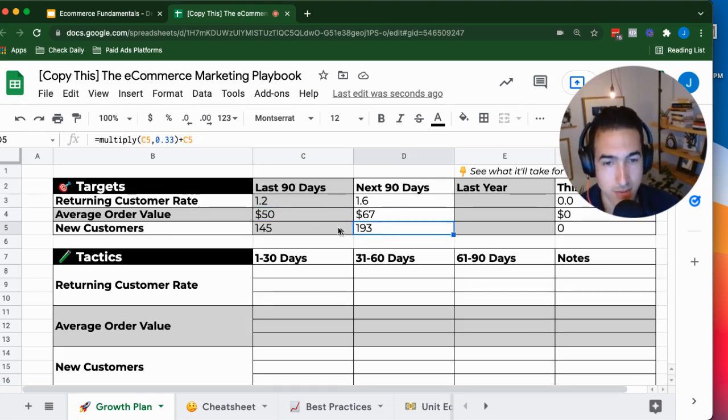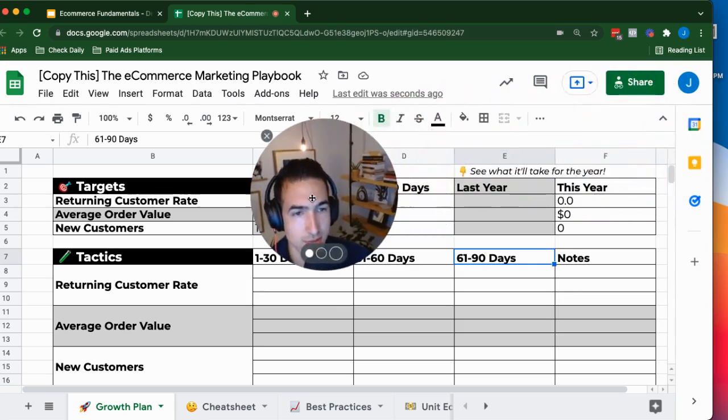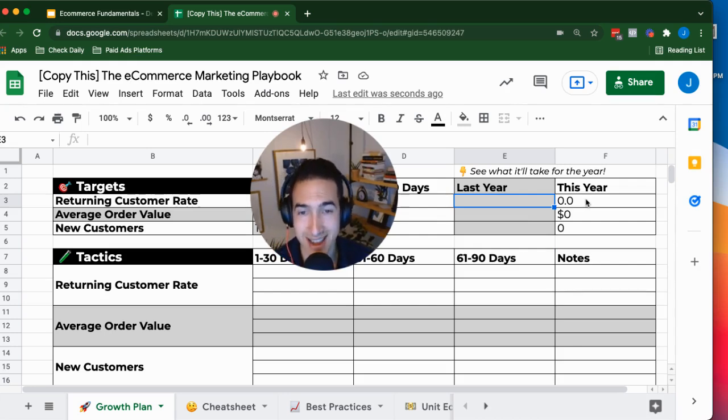Lastly, when we look at new customers, this is going to be just efficiency on the acquisition channels that you're already using. And so when you look at these 3 levers, you're able to see which tactics to apply over the next 30 days, over the next 31 to 60, and over the next 61 to 90. And you can also do this for last year. If you want extra credit, go ahead and put your numbers in, and it will spit out exactly what your targets are for the next year.